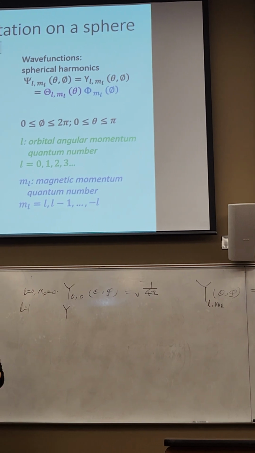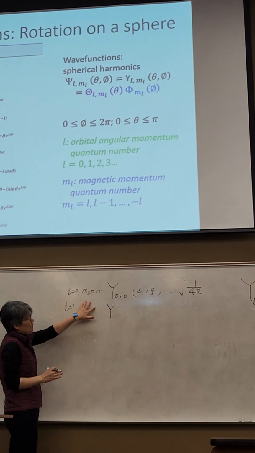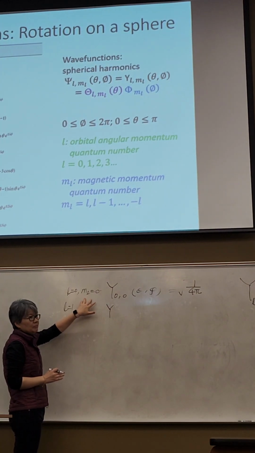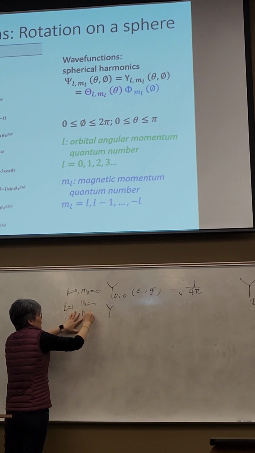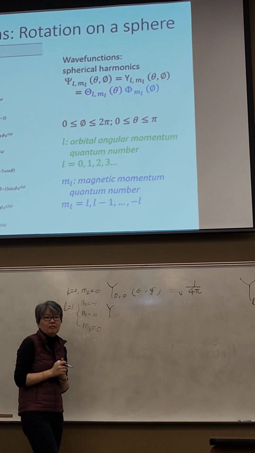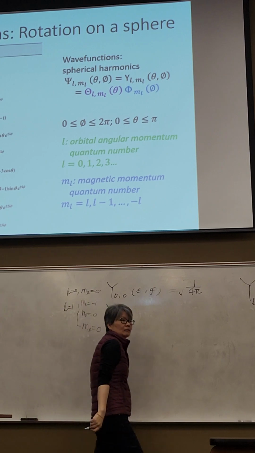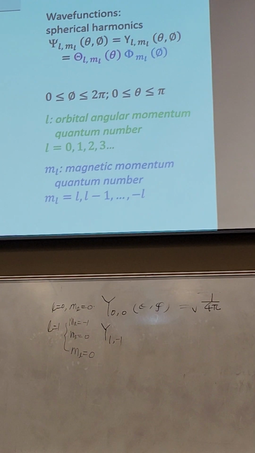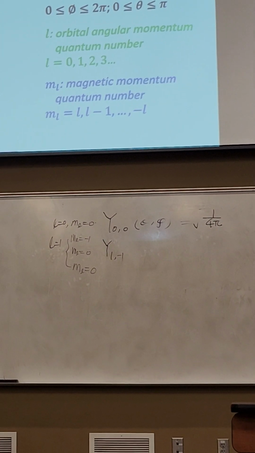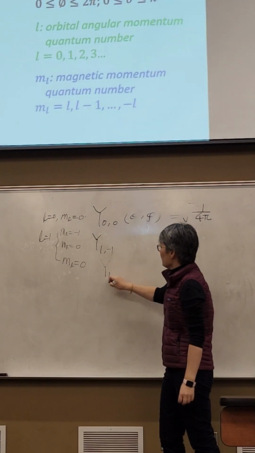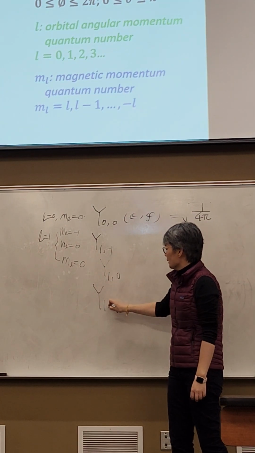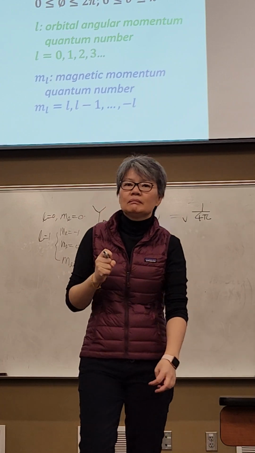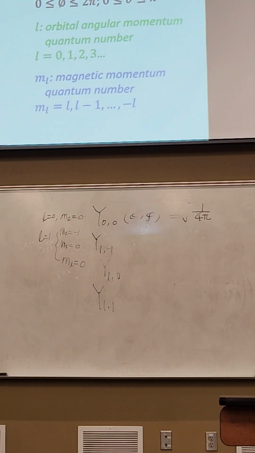So now for the next one, L can take non-negative values. If we increase L to 1, then what can m sub L be? Negative 1, 0, 1. So how many quantum states do we have? 3. Very, very good. So you have L equal to 1 and m sub L equal to negative 1, then Y 1,0, and then Y 1,1. Is that all good? Okay.